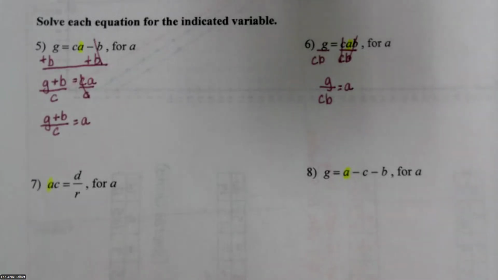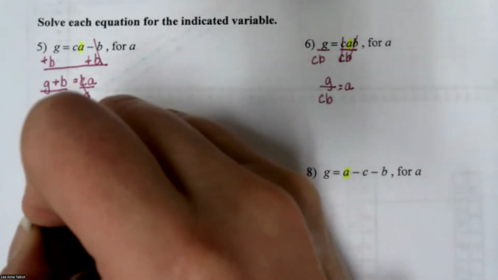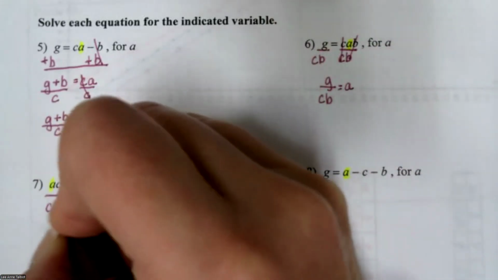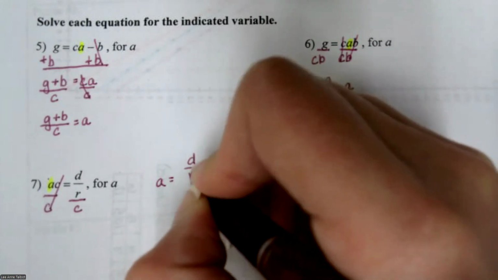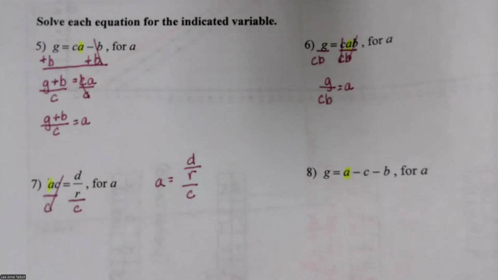Okay, now number 7 though is quite a bit harder in my opinion. You guys all know that this is multiplication, right? So you want to undo it with division. And I want to get rid of the C. So I have A equals D over R over C, and that's weird. If you look at the answers in the back, I don't think that it's the answer.